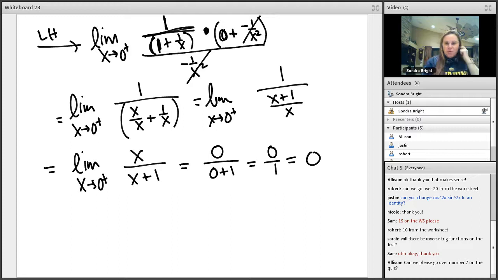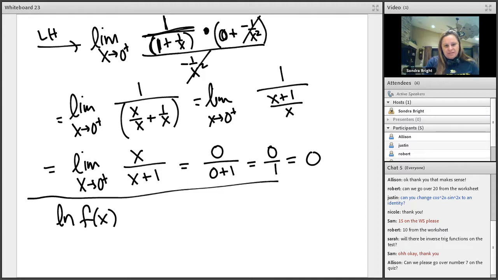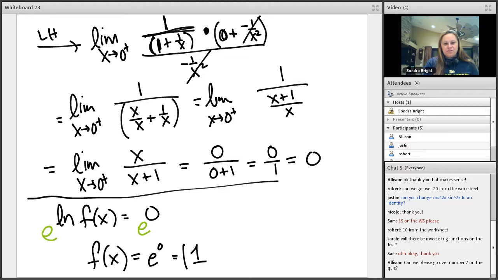But remember at the very beginning, this wasn't our answer. We had taken the natural log of both sides, and so it's really that the natural log of f of x was equal to this limit, so it was equal to 0. And so what I'm going to do now is take e to the power of both sides so that I've got f of x, because remember e to the power of the natural log cancels out. You're just left with f of x. It's e to the 0, which of course is just 1. So the answer was 1.